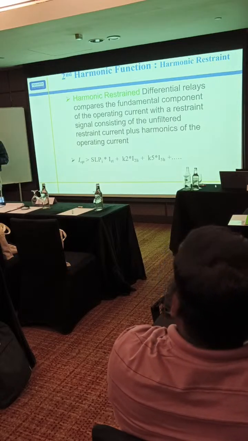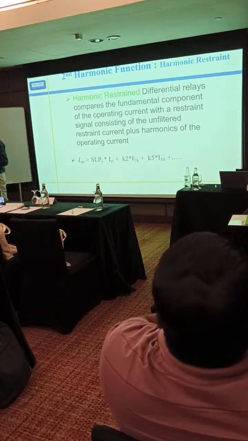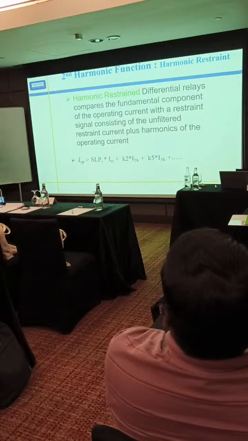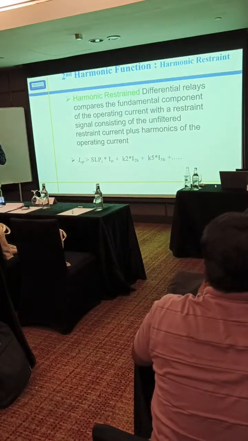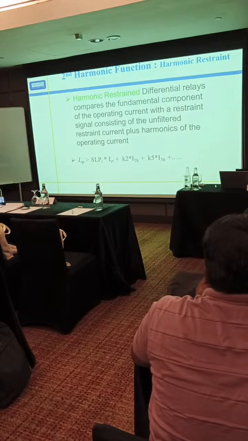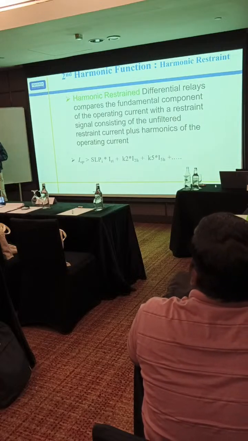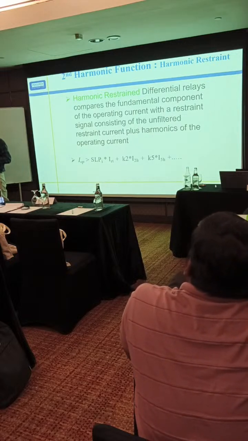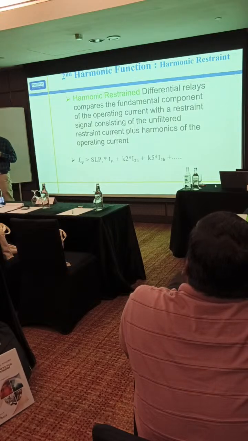Okay, so what is the restrained harmonic? If the harmonic component present in the system is less than 15-20%, then it is called restrained harmonic. That means if this much harmonic is available, then it will be added up in the differential operating current.